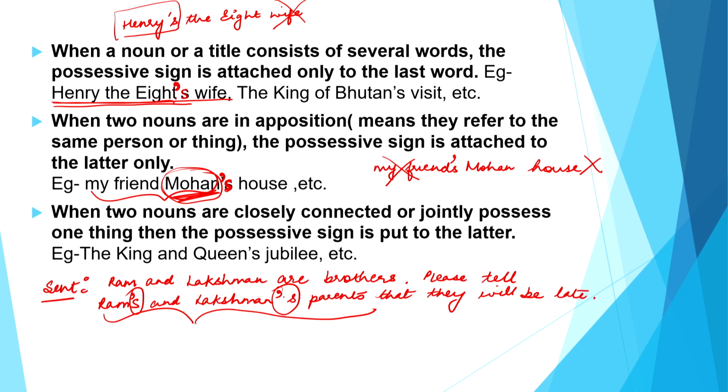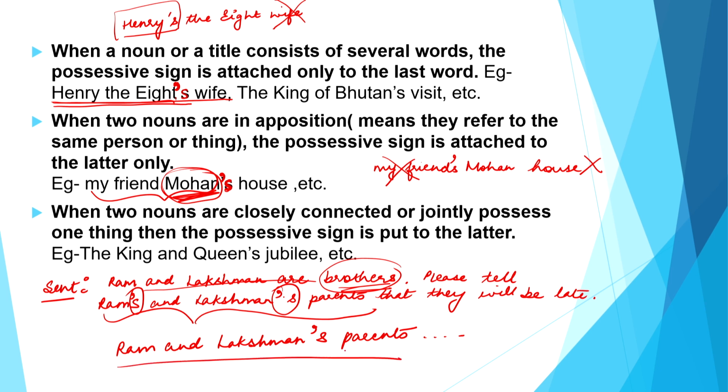So, here it would mean that Ram and Lakshman have different parents, which is wrong, because we have stated above that Ram and Lakshman are brothers. Hence, this statement is wrong. The correct statement would be: Ram and Lakshman are brothers. Please tell Ram and Lakshman's parents, and so on, that they will be late. So, the correct part is Ram and Lakshman's parents. We add the apostrophe along with s to the latter part, that is Lakshman.